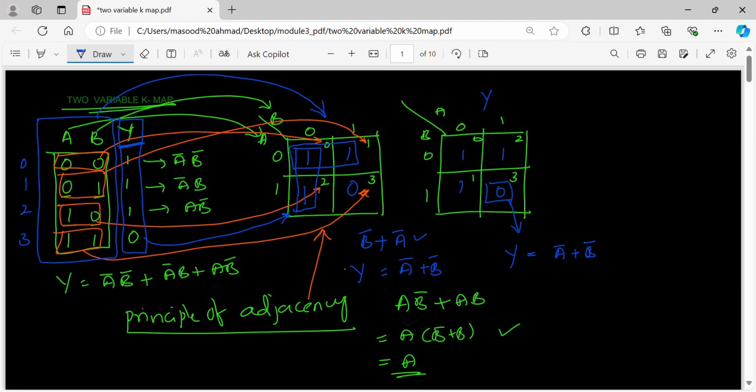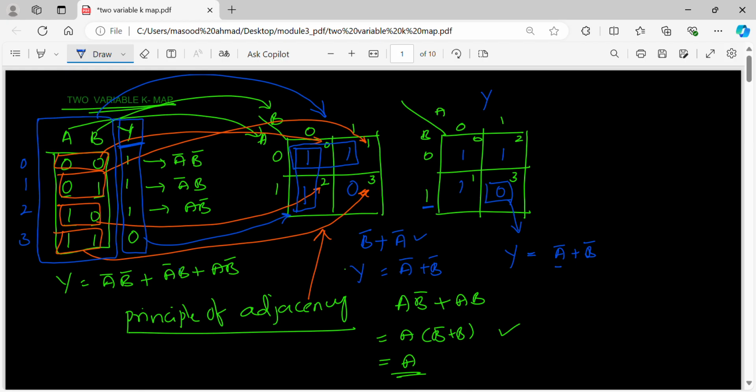Why is it A bar plus B bar? Because it is a max term. So when it is 1, it is A bar. It is also 1 plus B bar. So either you solve like this or you solve like this, you are getting the same thing. Okay, this is what exactly happens with respect to a two variable K map.